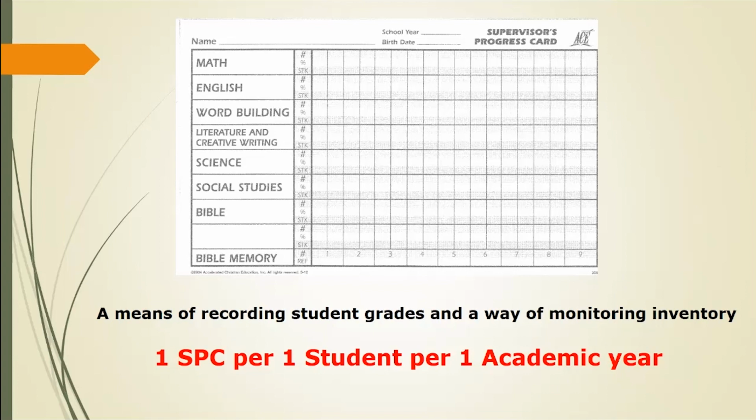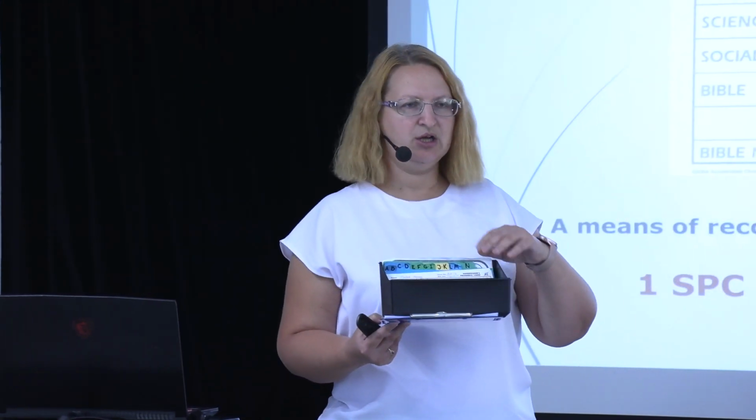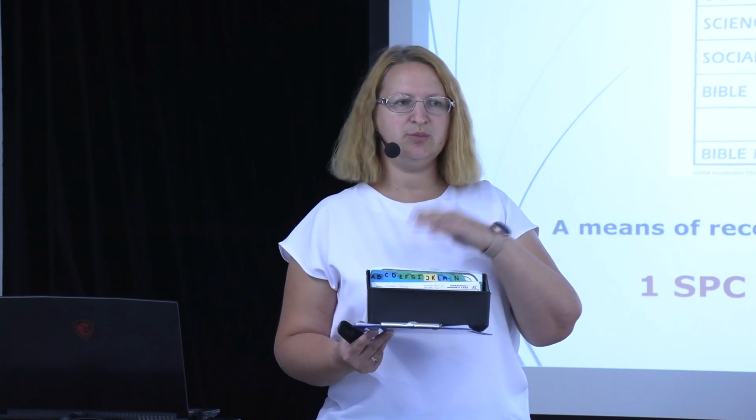What is it? It's a means of recording students' grades and a way of monitoring inventory for each student. We have one supervisor's progress card per one student per one academic year. Usually in our school we keep them in a small box and put them according to the alphabet. So it's up to the teacher, will it be alphabetically by names or alphabetically by surnames?